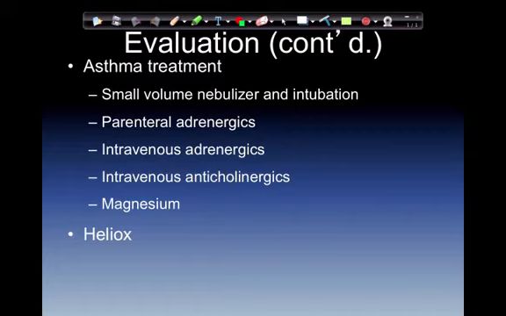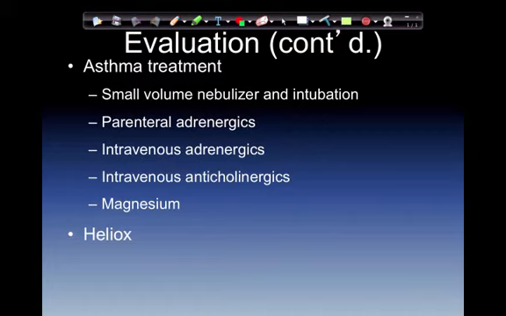Intravenous anticholinergics like atropine have also been considered as well. Most of them give it via nebulization, and Atrovent on the anticholinergic side. And then magnesium, given either intravenously or through nebulization, has been considered as well.